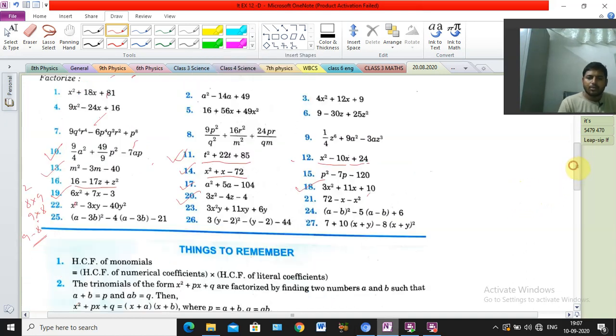Today we'll discuss from question number 21 onwards. So see the first question. The first question is 72 minus x square. Clear? This is the question. The constant part is written at first, but we know the constant part will be last. No, that one doesn't matter, we can write the constant part in first position also. And the coefficient of x square is only 1, so no need to change it.